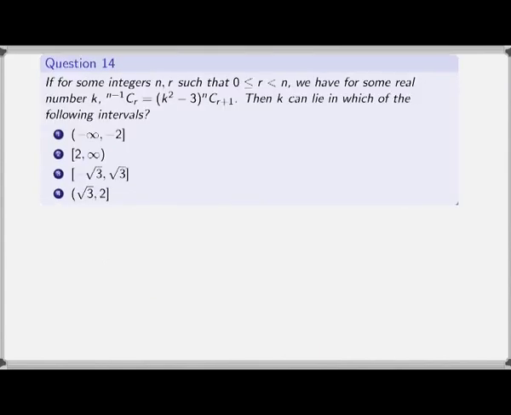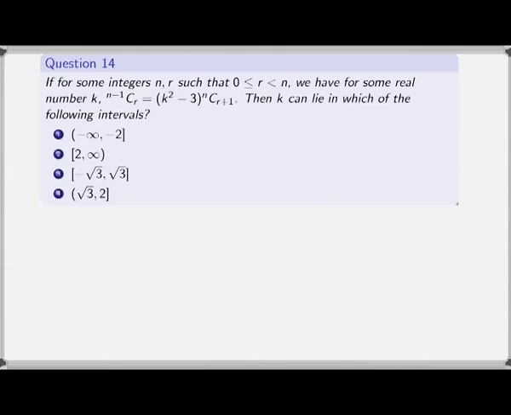We now look at the following question. For some integers n and r such that 0 is less than or equal to r and r is strictly less than n, we have a real number k so that (n−1)Cr is equal to (k² − 3) times nC(r+1). We have to find out among these given 4 intervals in which k can lie.